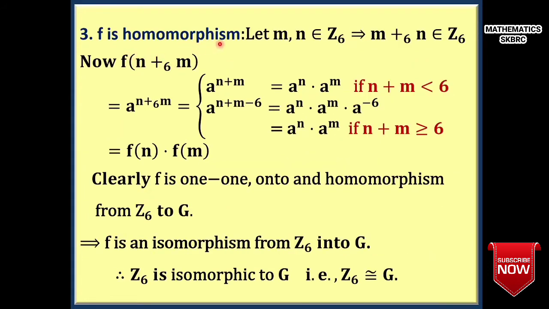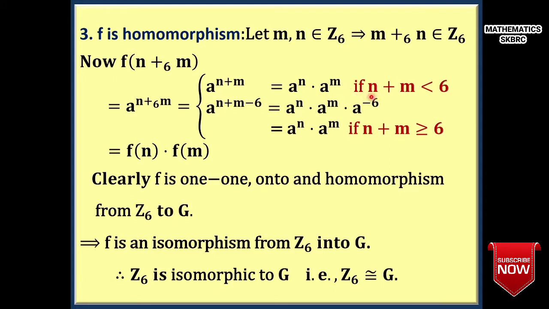Third, f is a homomorphism. Let m, n belong to Z6, that gives m + n addition modulo 6 belongs to Z6, where Z6 is a group satisfying the closure property. Now, f(n + m addition modulo 6) is equal to a^(n + m addition modulo 6), since using equation 1, f(n) = a^n.